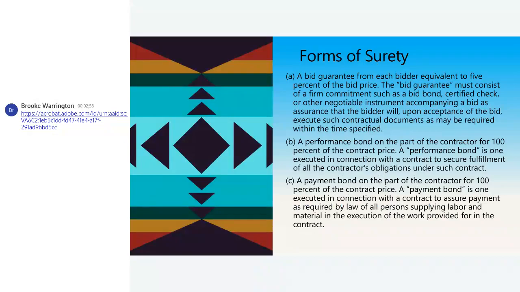So you're going to need a bid guarantee from each bidder equivalent to 5% of the bid price. Your bid guarantee has to consist of a firm commitment, such as a bid bond, a certified check, or other negotiable instruments accompanying a bid, as assurance that that bidder will, upon acceptance of the bid, execute such contractual documents as may be required within the time specified.